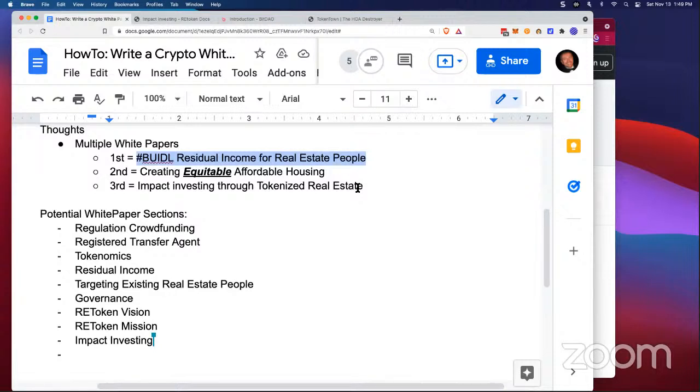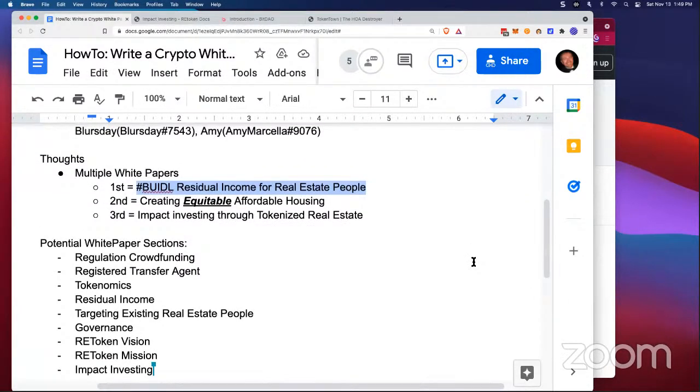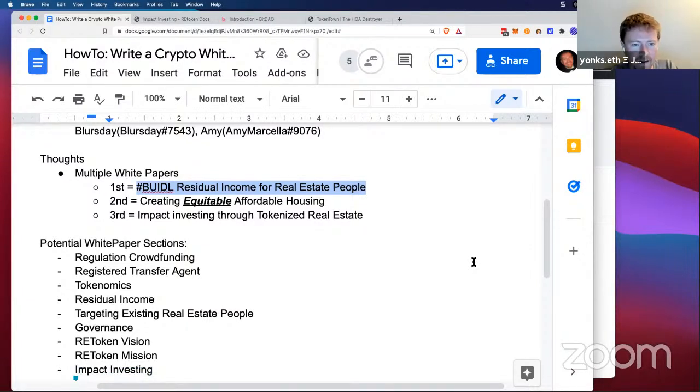I'm just, oh, go ahead. No, you go. I was just saying, I'm taking down these hot ticket items. I put potential because obviously these aren't finalized. But as you're going through these things, it's good to keep track of all the potential items that could go into the white paper.